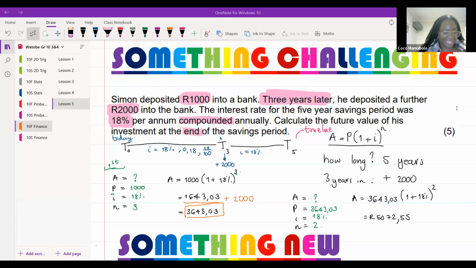Can you at least give us the amount? So 5,000 and... Ma'am, isn't that 50,000? Oh no, it's 5,000. 5,072 rand. I'm so sorry. It looked like 50 because there was a gap in between. Correct. Beautifully.